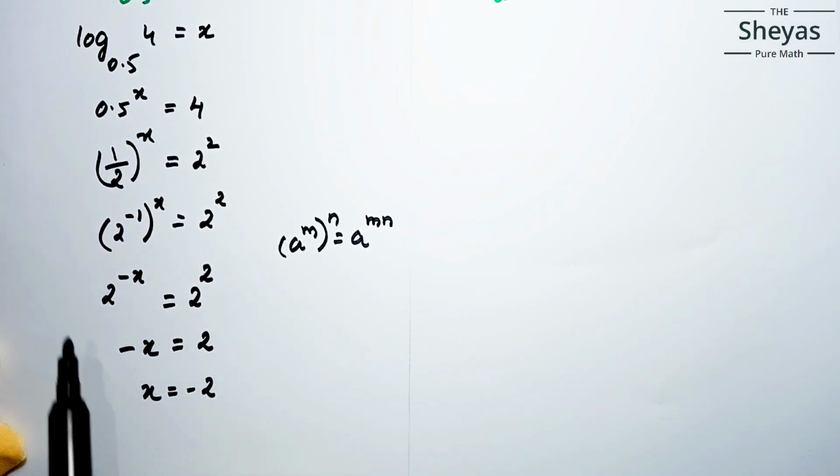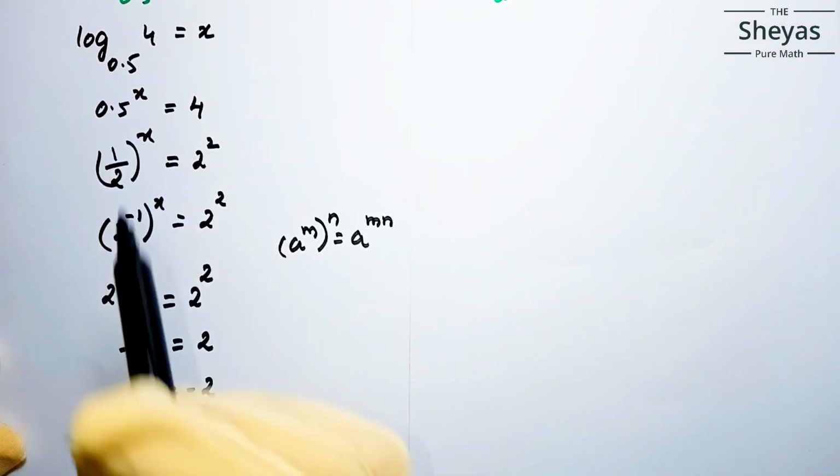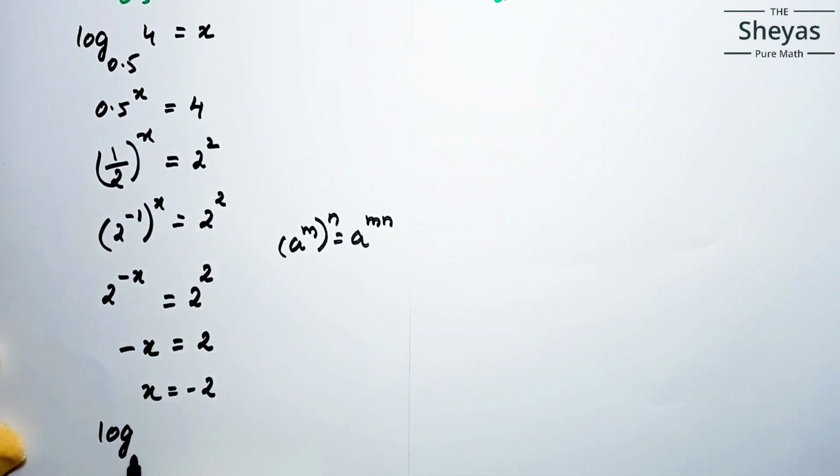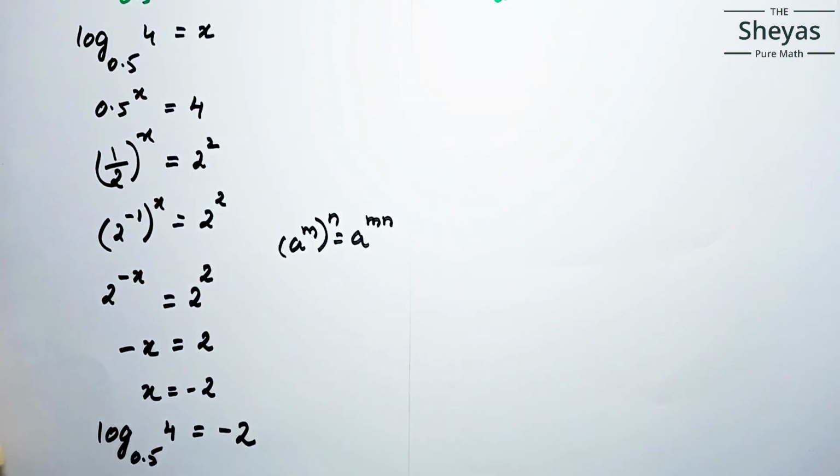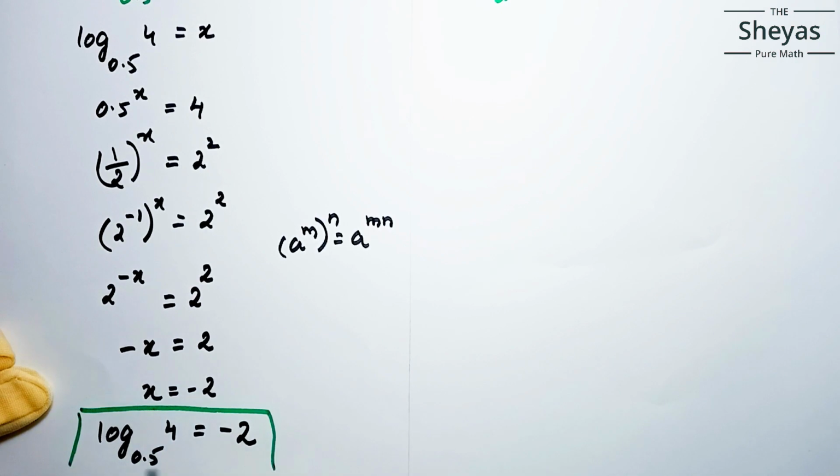Now you got the x value, so you can substitute here. Therefore, the value of log to the base 0.5 of 4 is equal to x, and x is equal to minus 2. So this is your answer.